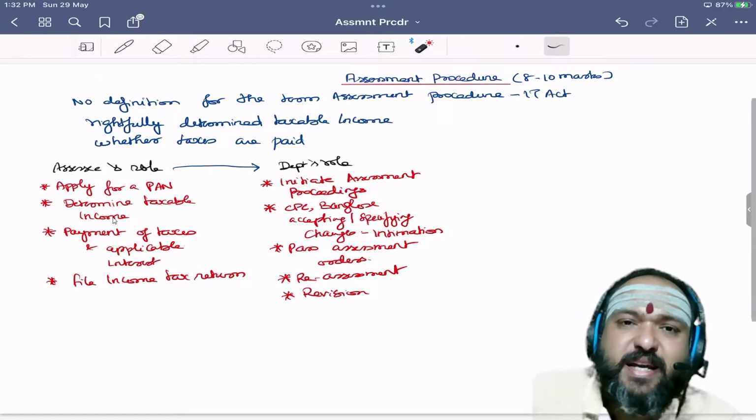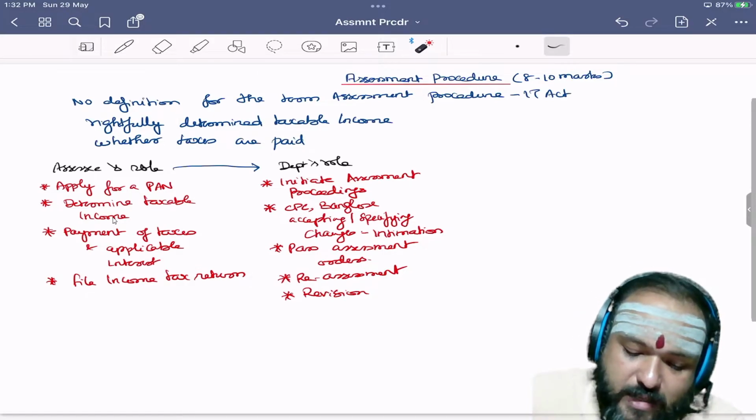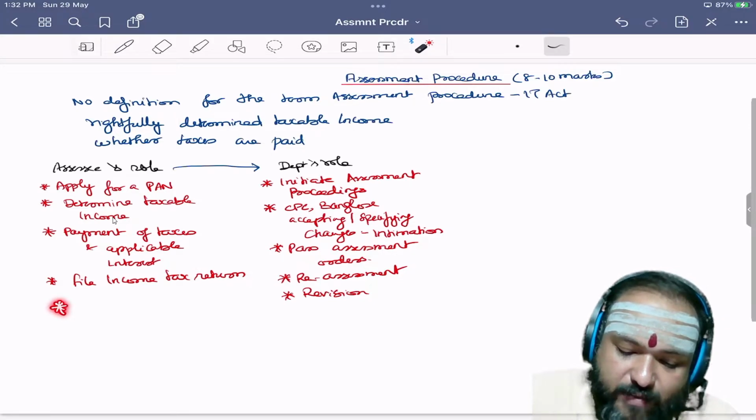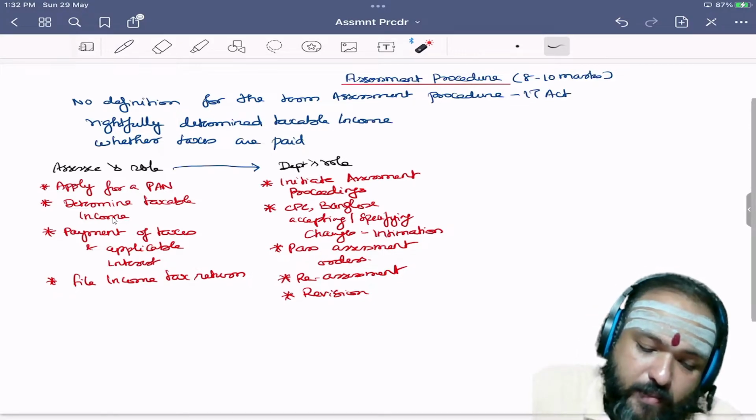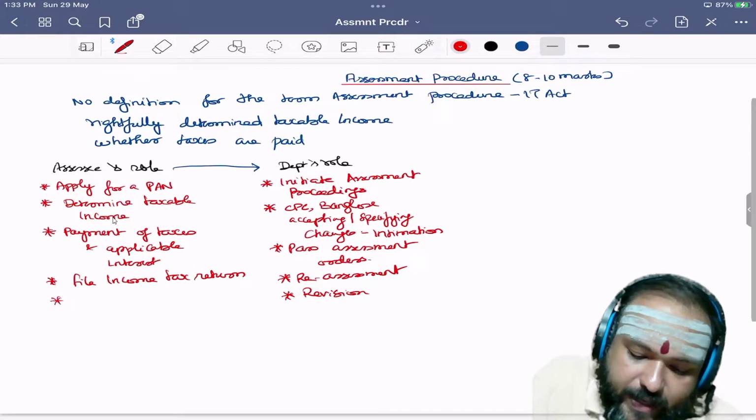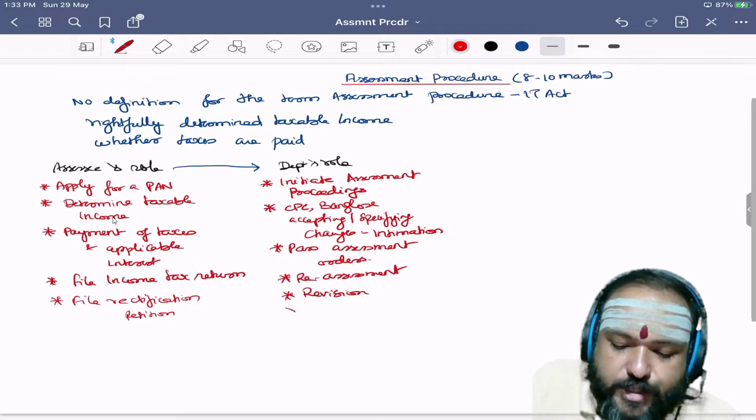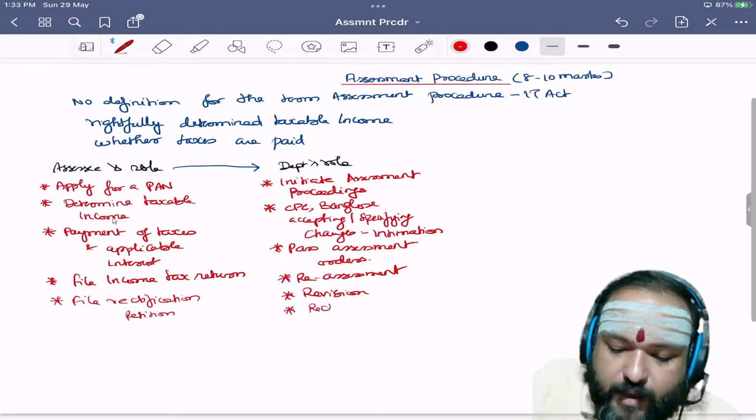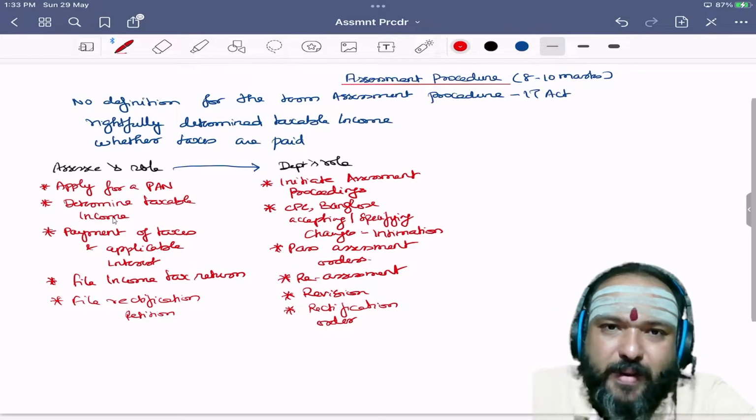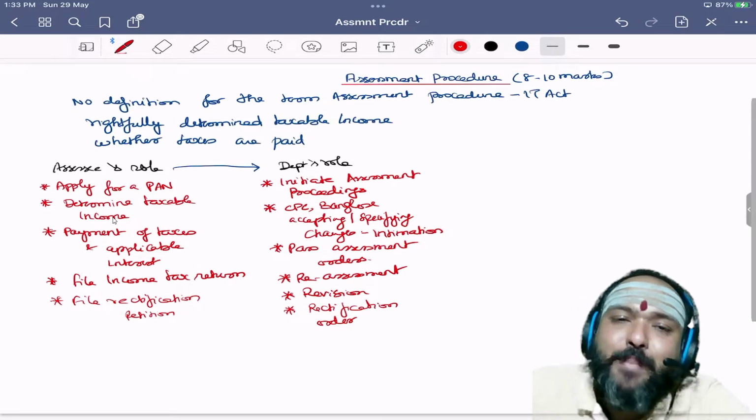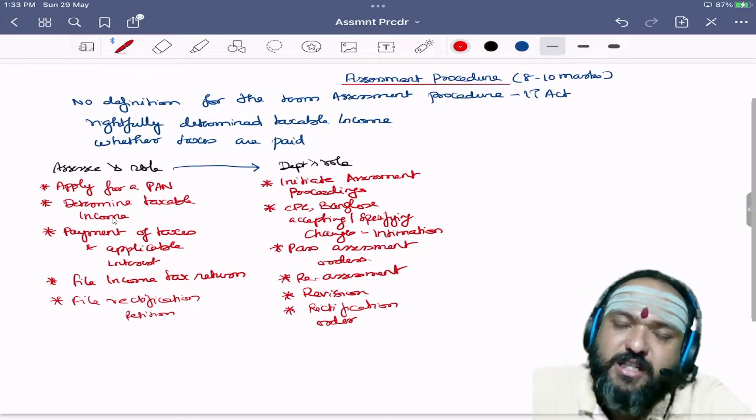So if there is a mistake that is apparent on record, assessee's role will once again trigger, and he will file a rectification petition. And for this rectification petition, the rectification order will be issued by the department. So this is the entire ambit of assessment procedure.